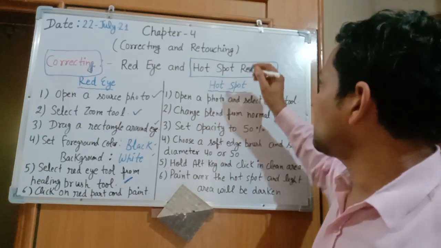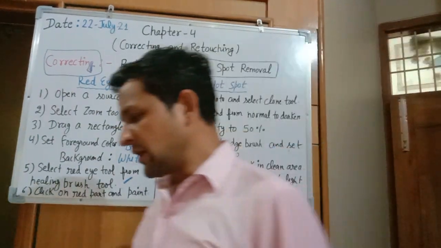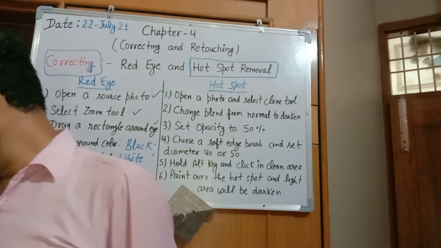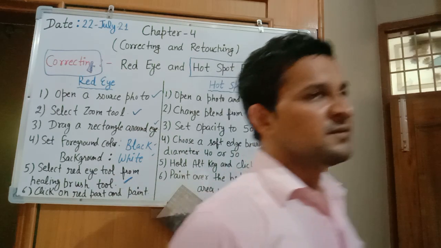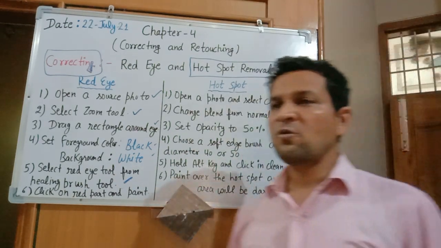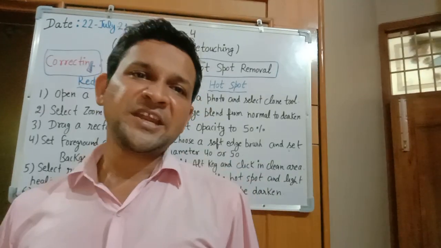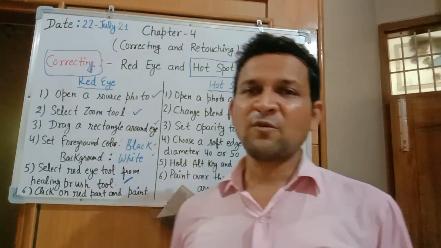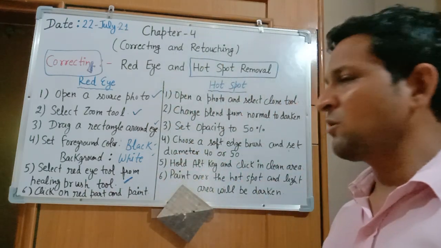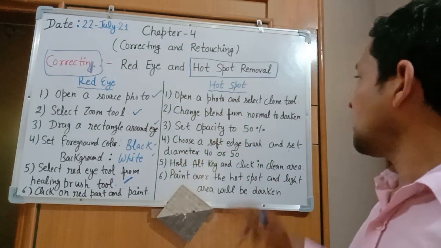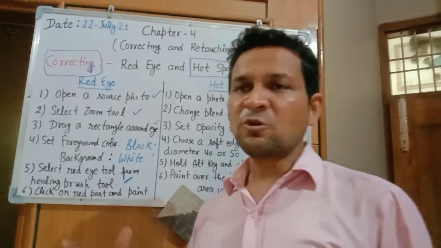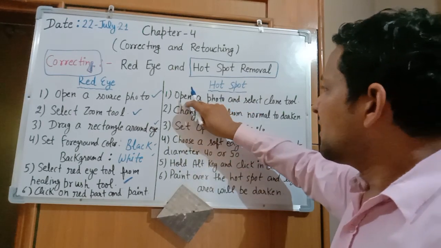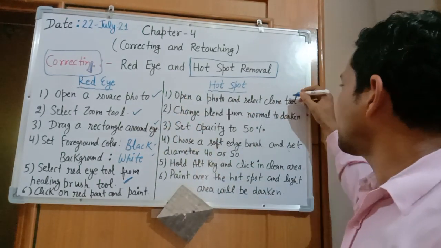The second concept is related to the face. That is the hot spot removal concept. What is the hot spot removal concept? Generally it happens sometimes that when the entire environment is not proper, your photo displays some area of your face as shiny. You need to remove the shininess from that area. It means you need to change the normal mode to the darker mode. You need to make it dark. For that, which steps are applied? Step 1. At first, the same step, open a photo and select the clone tool.